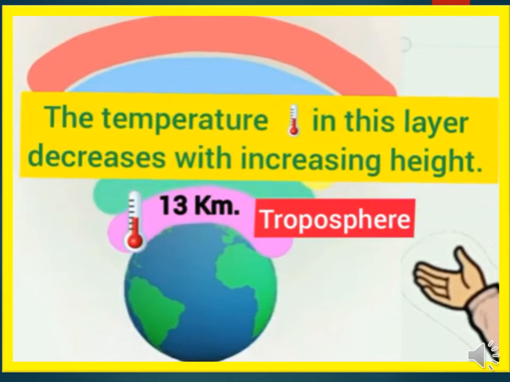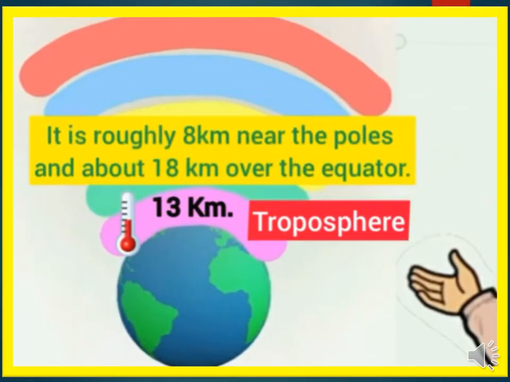We will first study the troposphere, which is the first layer and the most important layer of the atmosphere. Its average height is 13 kilometers. The temperature in this layer decreases with increasing height. As we go up in height, the temperature decreases. Now the troposphere is roughly 8 kilometers near the poles and 18 kilometers over the equator.